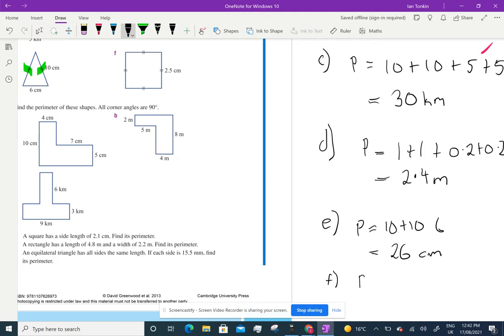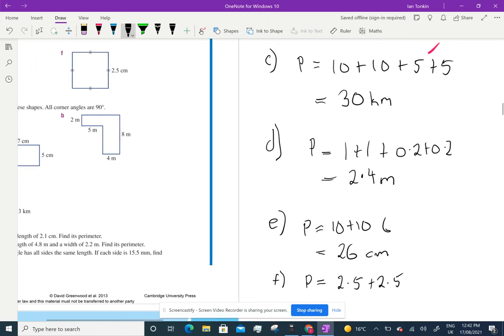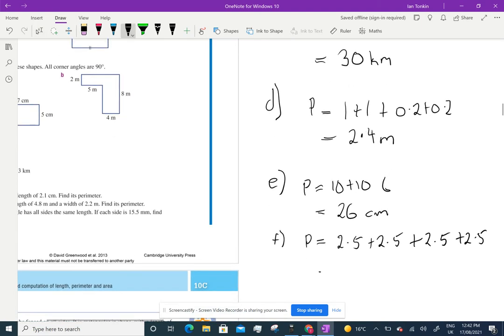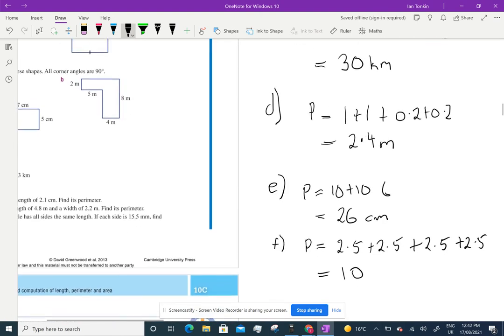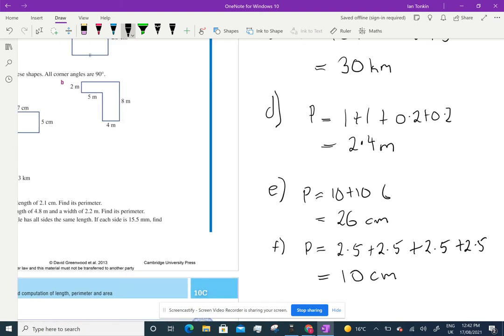F. This is a square. All the sides are equal, so it's 2.5 plus 2.5 plus 2.5 plus 2.5. Now, if you did 4 times 2.5, that's just as good. 2.5 plus 2.5 is 5, plus another 5, 10, and we're in centimetres. So they're all pretty easy because they were given to us. Next, we need to move on.